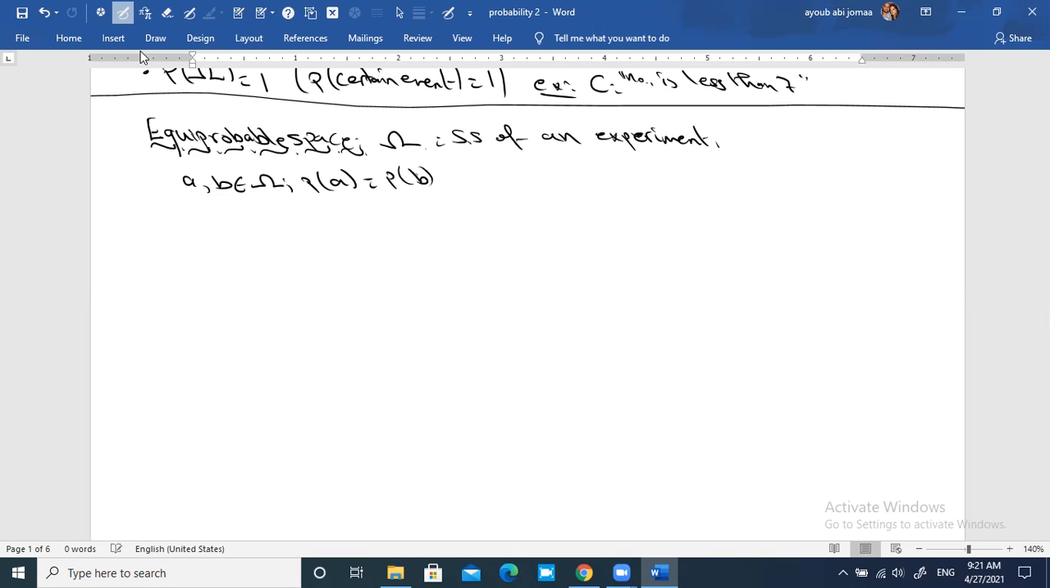That is why we say equiprobable. Equi means equality. Any two outcomes have the same chance to occur. They have the same probability. In rolling a die, the numbers 1, 2, 3, 4, 5, 6 have the same chance to occur. It is not that 4 is more likely to occur than 3.